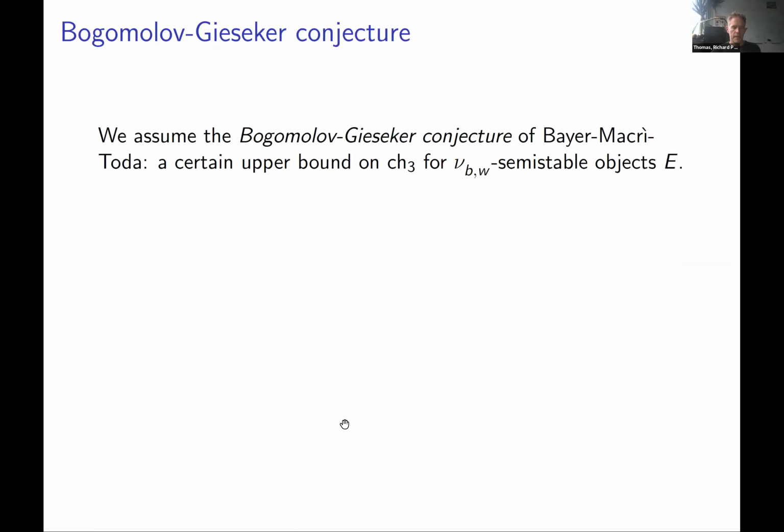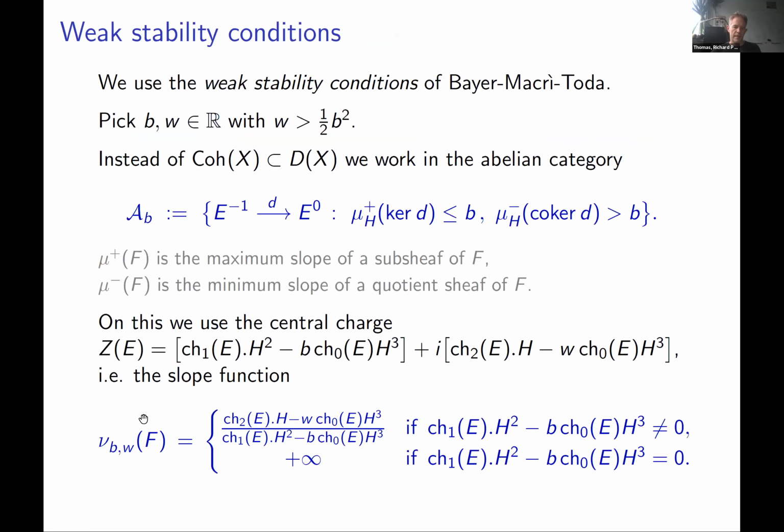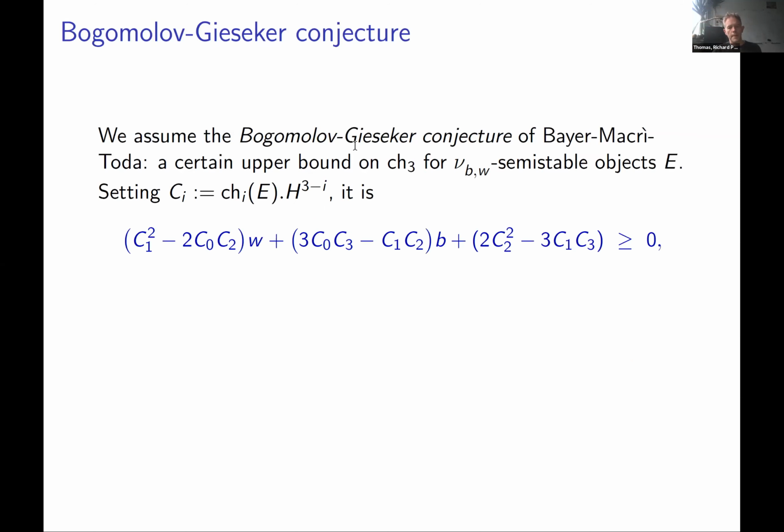Okay. And then again, technically, we need this Bogomolov-Gieseker inequality. And that is an upper bound on the third Chern character of objects which are semi-stable with respect to this slope here in this crazy abelian category. So the abelian category just tells us what it means to have a sub-object. Okay, so we can test stability by using this slope. Okay, and there's the inequality. Again, you shouldn't try and absorb it.